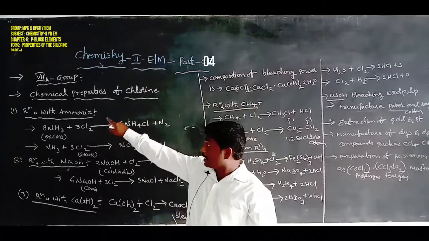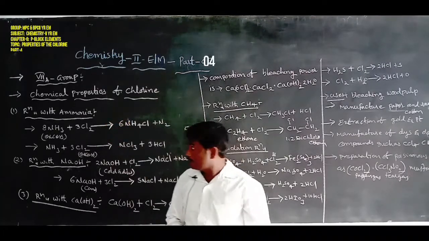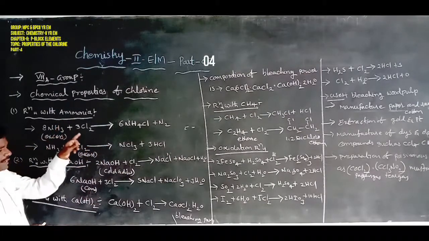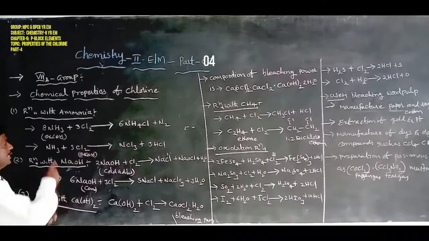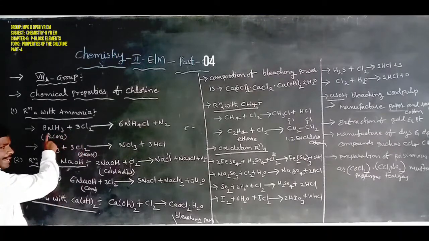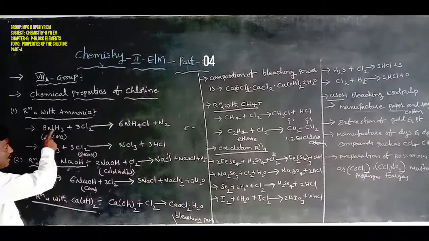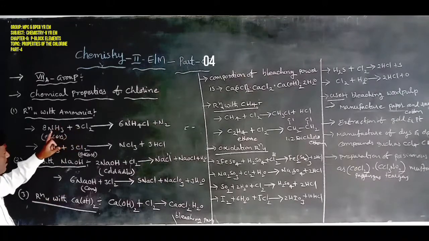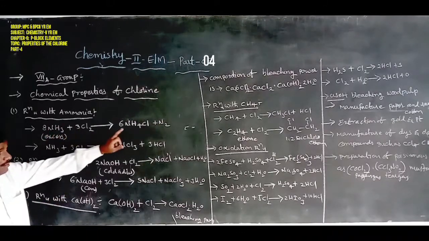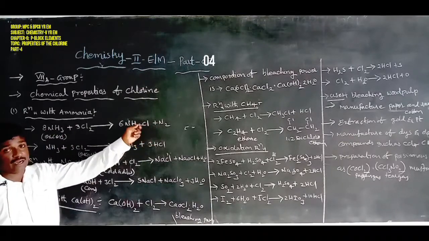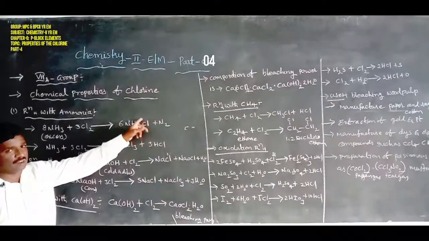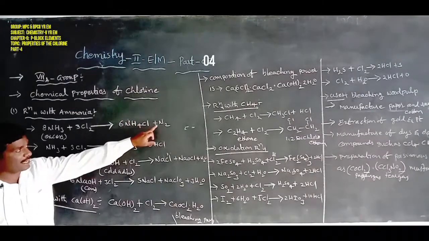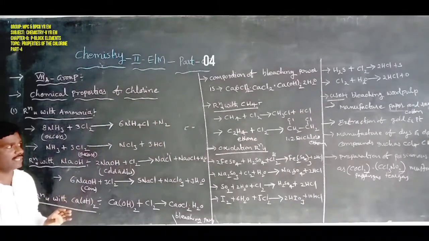Now another chemical property of chlorine. The first one is the reaction with ammonia. Here chlorine reacts with excess ammonia, that is 8 moles of ammonia to 3 moles of chlorine. Chlorine combining with excess ammonia forms dinitrogen and ammonium chloride. NH4Cl is ammonium chloride, also known as an ammonium salt. Next, dinitrogen, or nitrogen, is formed.